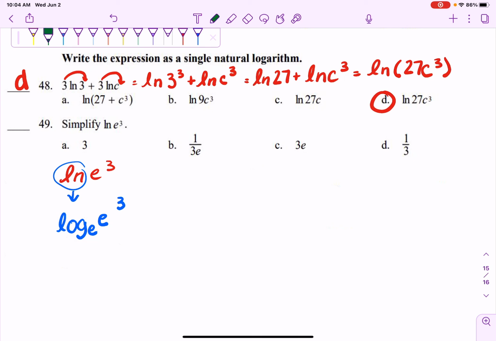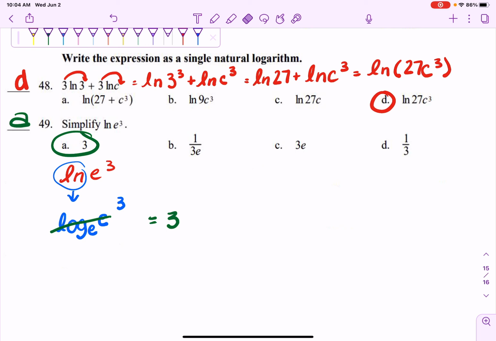Now, here's kind of the cool thing. When you get this lined up where you have the log base e of e to the third, these all cancel each other out. So you're just going to be left with 3. So the answer is going to be A.